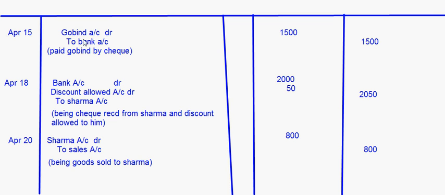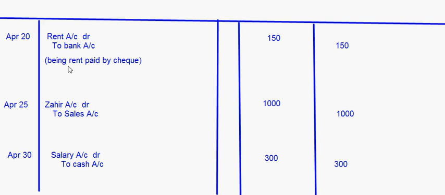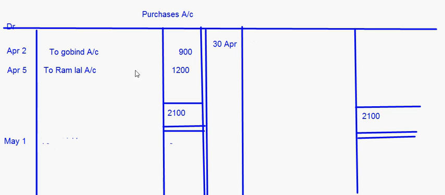This is paid Govind by check, Govind to bank. Then being check received from Sharma and discount allowed to him. So bank account debit, discount allowed, debit to Sharma account. Then sales to Sharma. Then you paying rent by check. This is again a sale, Zahir to sales, salary account to cash account, right? For this we made the ledger postings.